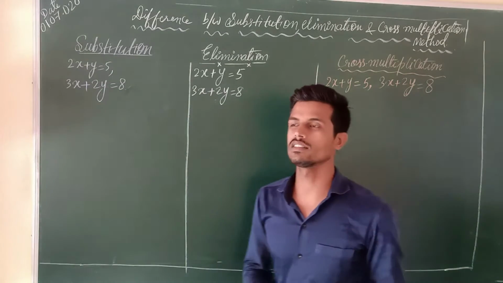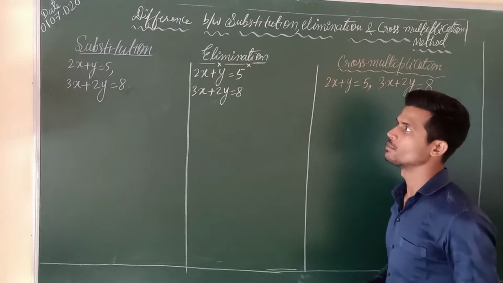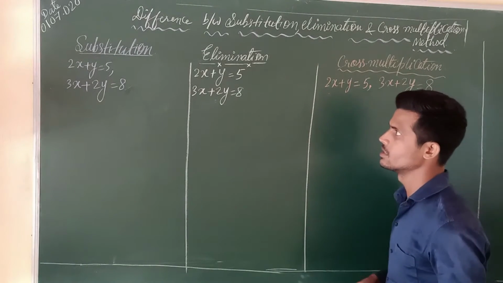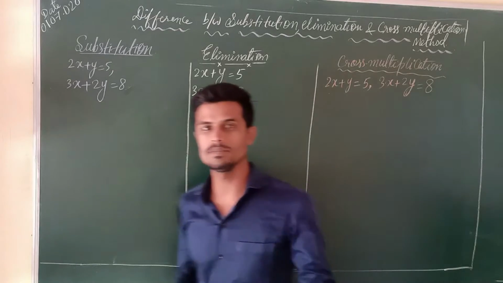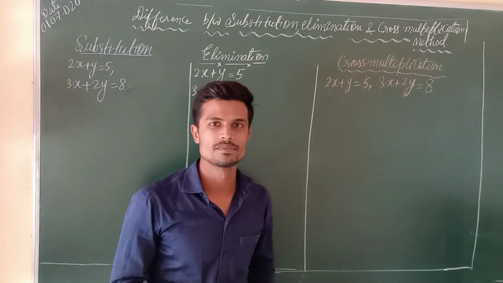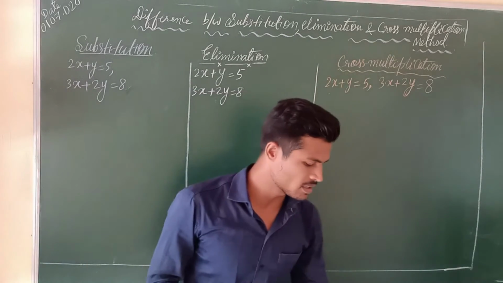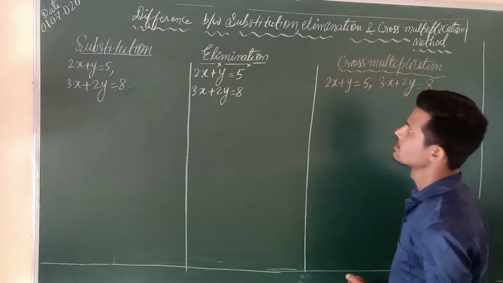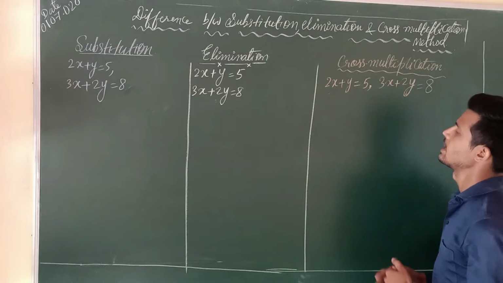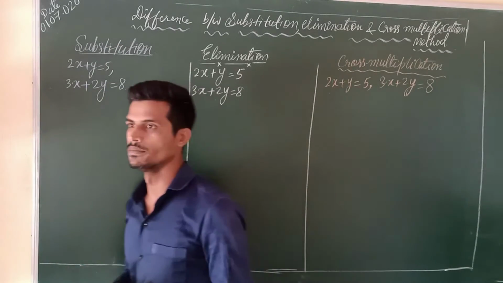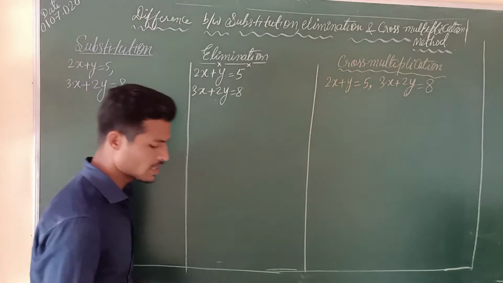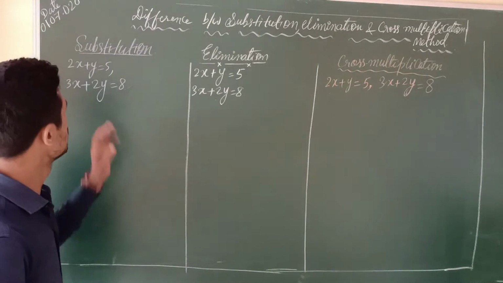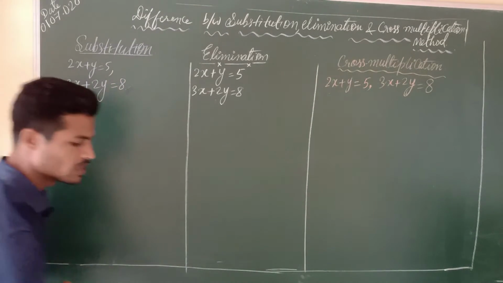So I want to discuss an interesting thing about the substitution, elimination and cross multiplication methods. In this question's solution, you will get the difference between these methods. Just see here how to solve the given sum from these methods. First of all, we will look at the question. Equation 1: 2x plus y equal to 5, and equation 2: 3x plus 2y equal to 8.